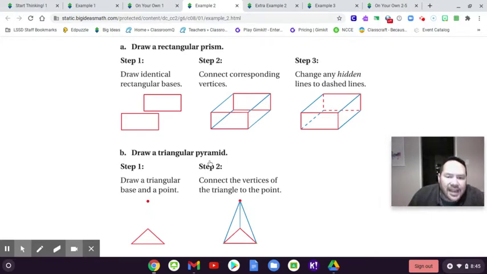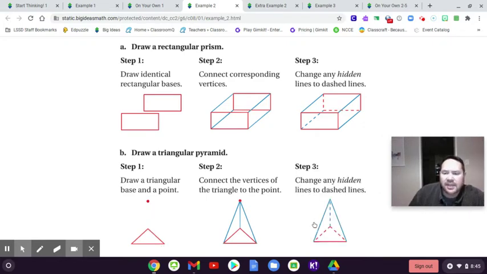So for a triangular pyramid, we draw a triangle, and then that's the base that meets at this singular point. Then you connect each of these vertices up to that one vertex at the top, and you end up with a triangular pyramid. Prisms go straight, pyramids meet at a point. Okay.